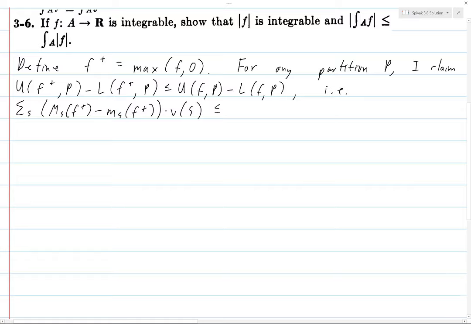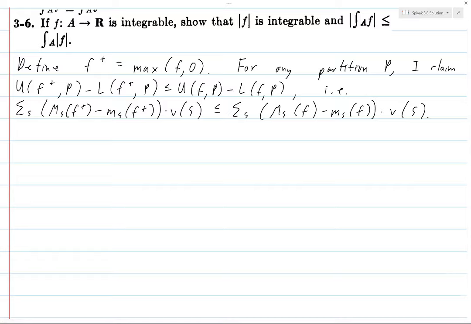And this is going to be less than or equal to the sum over all S in our partition P of, again, uppercase M_S(f) minus lowercase m_S(f), times V(S). Okay, and we're going to be using this form. Because really what we want to do is look at M_S(f plus) minus m_S(f plus) and compare it to M_S(f) minus m_S(f). Because if we have inequality there, then multiplying by the V(S) is not going to change anything, and summing them is not going to change anything.